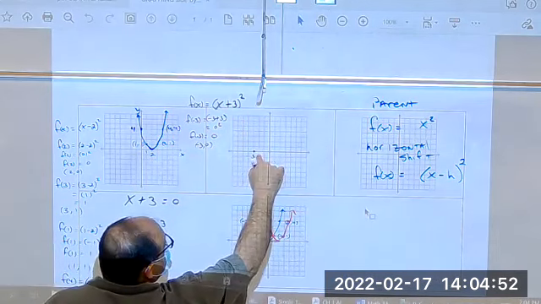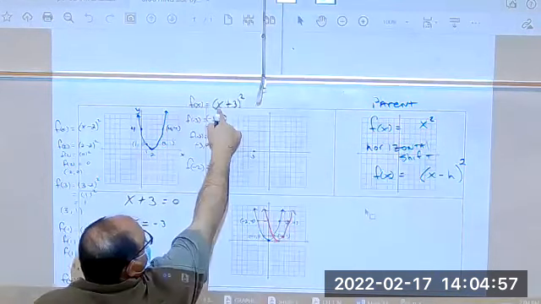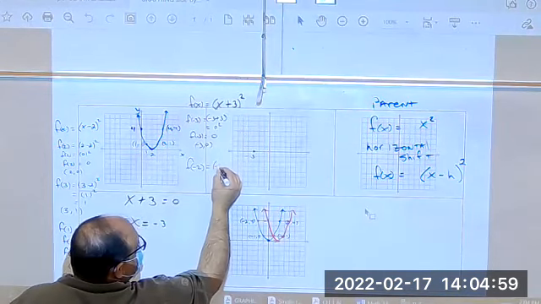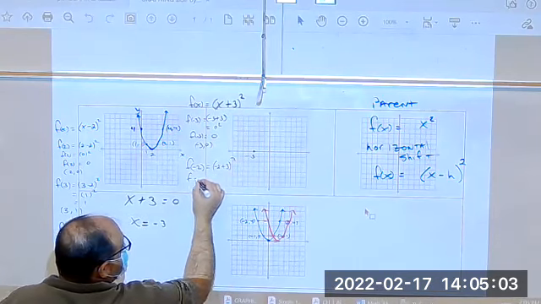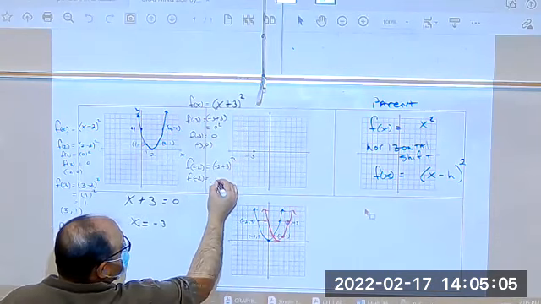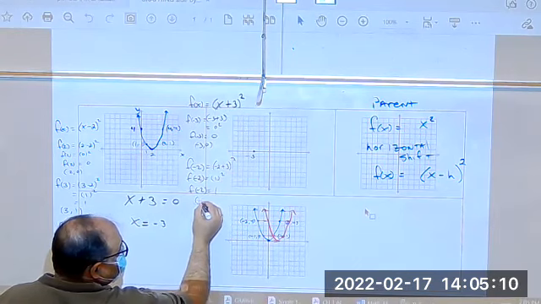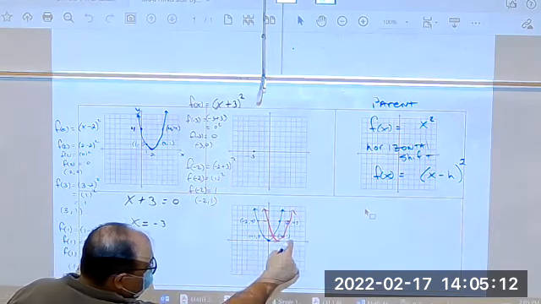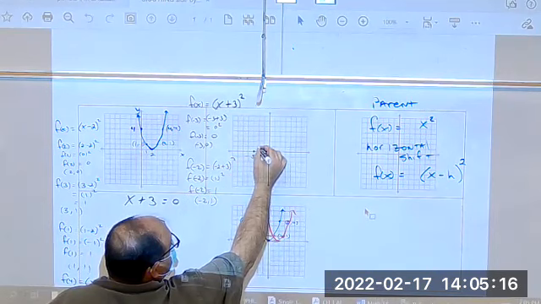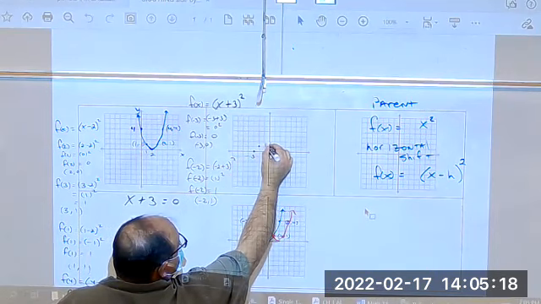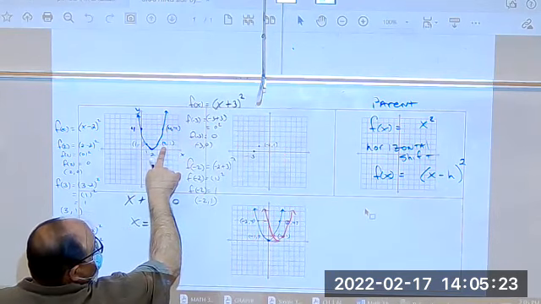If I plug in negative 2, x plus 3 is now negative 2 plus 3, so f of x squared. F of negative 2 is now positive 1 squared. F of negative 2 is 1. I used to get 1 if I plugged in 1 or negative 1. Now when I plug in negative 2, it's a 1. Over here it was 3.